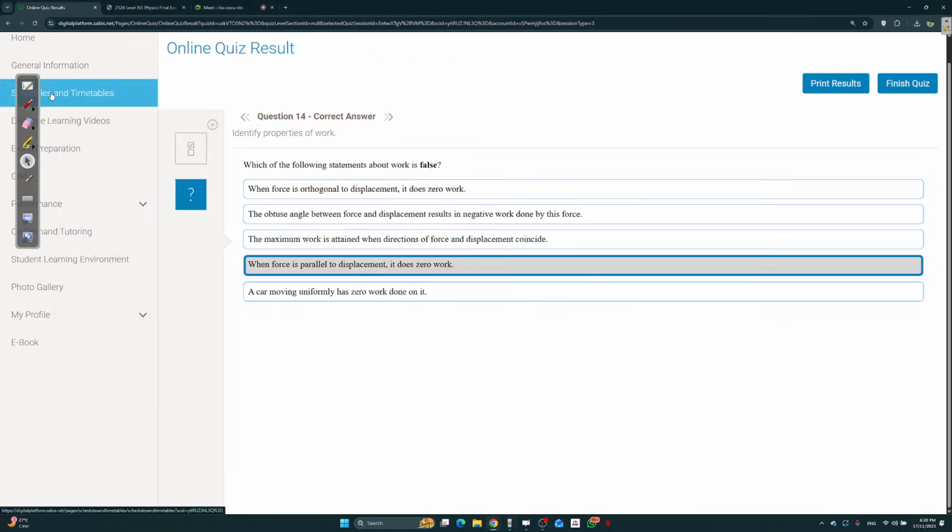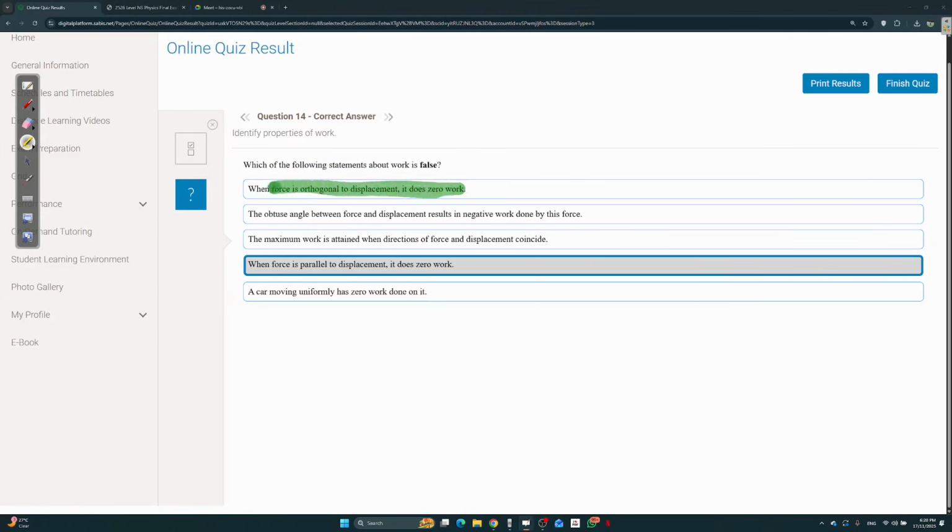Very easy. Over here, which ones are false? Let's see. When the force is orthogonal to displacement, it does zero work. We know this is true. Orthogonal means perpendicular. So when the force is perpendicular to displacement, obviously the work is zero.